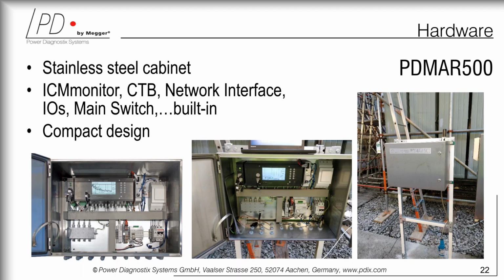It's a compact device, compact install, and of course inside of these stainless steel cabinets, basically a multiplexer can be mounted, a switch can be mounted. All the cabling coming from the transformer comes into these junction boxes and eventually into the ICM monitor. There are other ways to connect to the ICM monitor, which I will show you in a second.